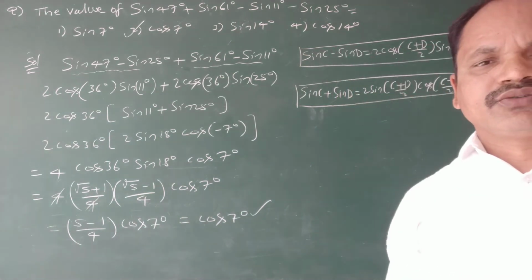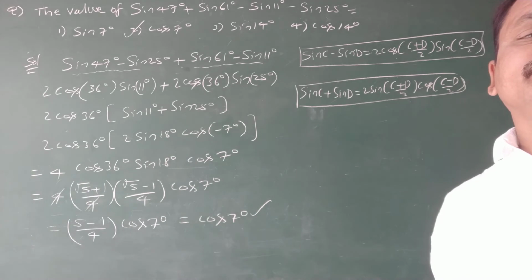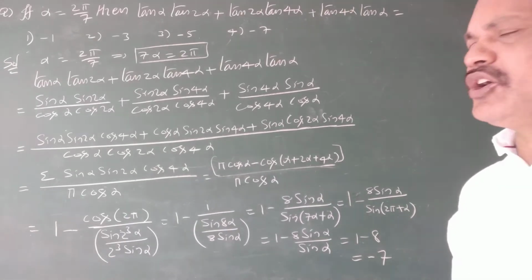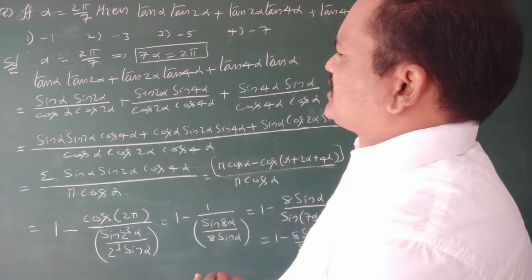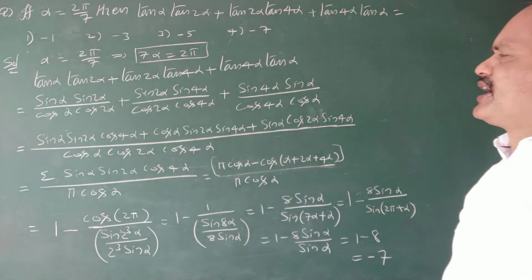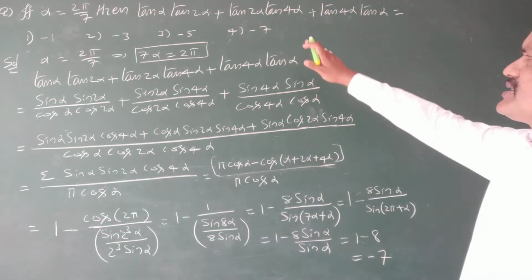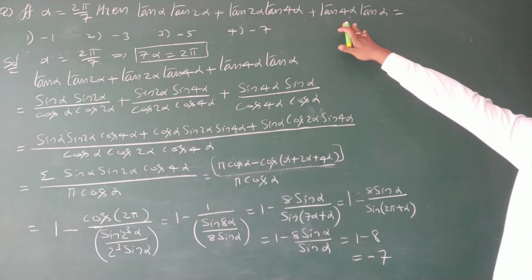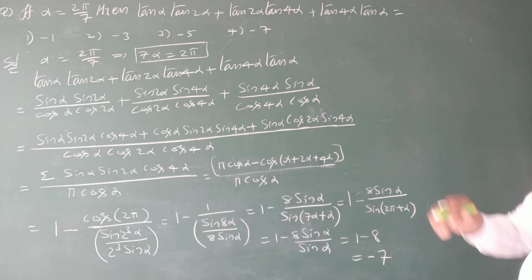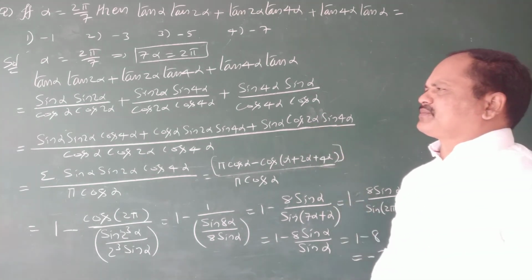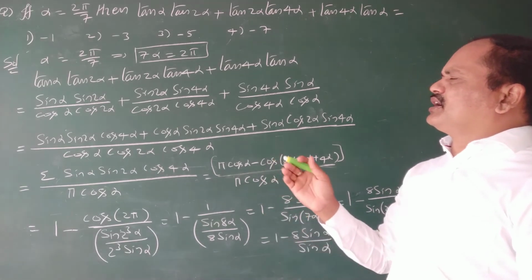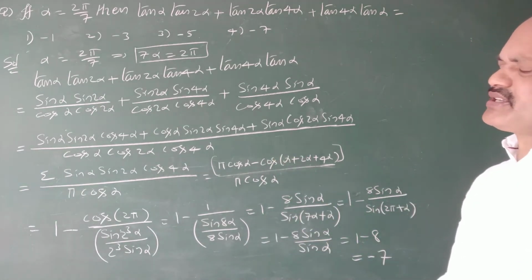Now we are going to one more question. Now observe the question. If alpha is equal to 2 pi by 7, then tan alpha tan 2 alpha plus tan 2 alpha tan 4 alpha plus tan 4 alpha tan alpha is equal to: the first option minus 1, second option minus 3, third option minus 5, and fourth option minus 7.